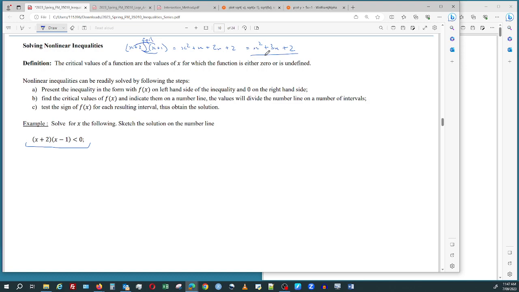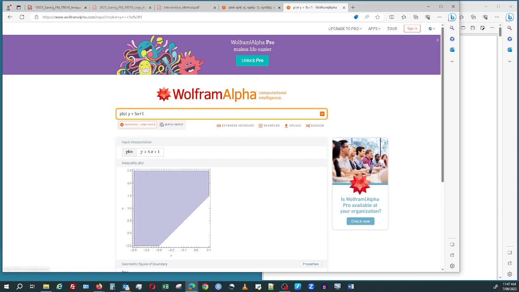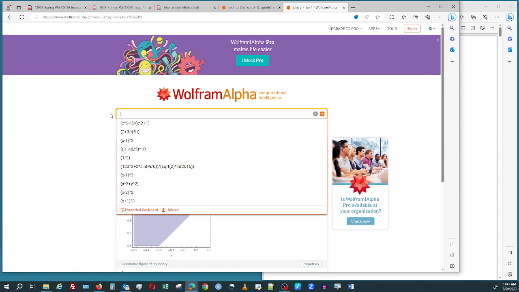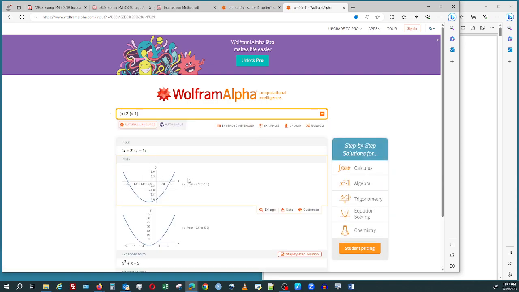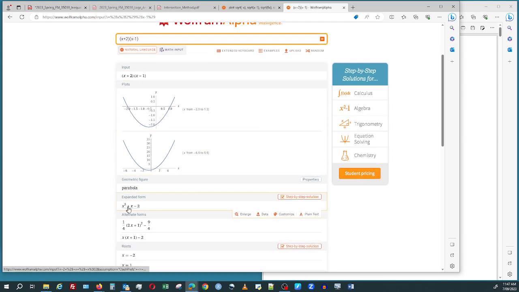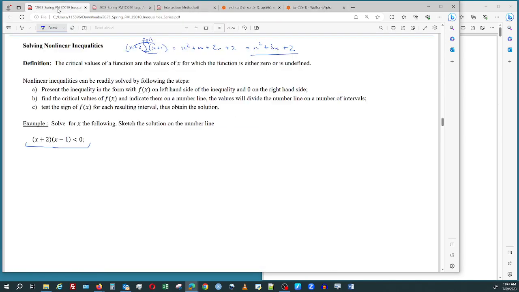But now we've introduced this idea of asking another question. What are the points where the curve is bounding the less than 0? So I'm going to put in the factors as x plus 2 and x minus 1. Even if I just do that without any other part, it'll draw the quadratic for me, and it's done the expanded form of the quadratic, which matches what we did.